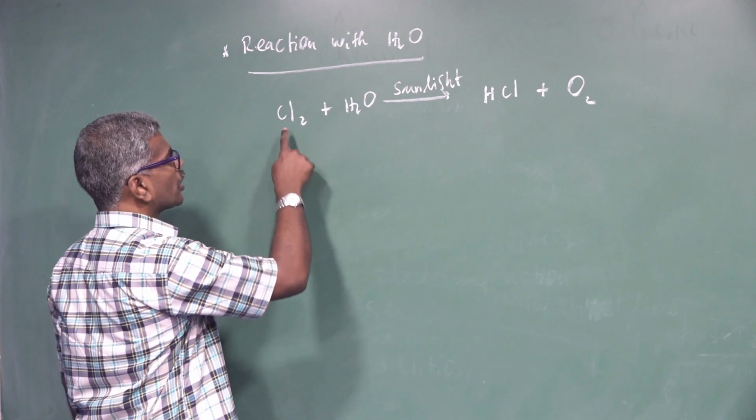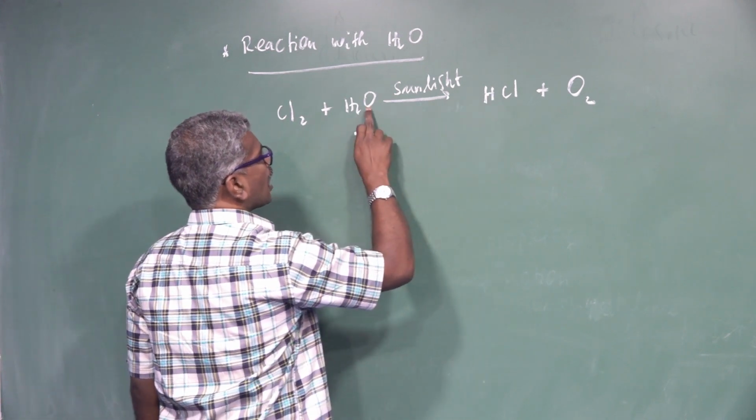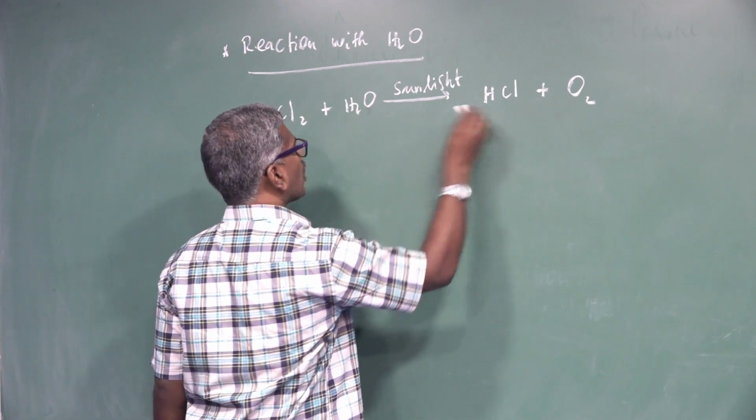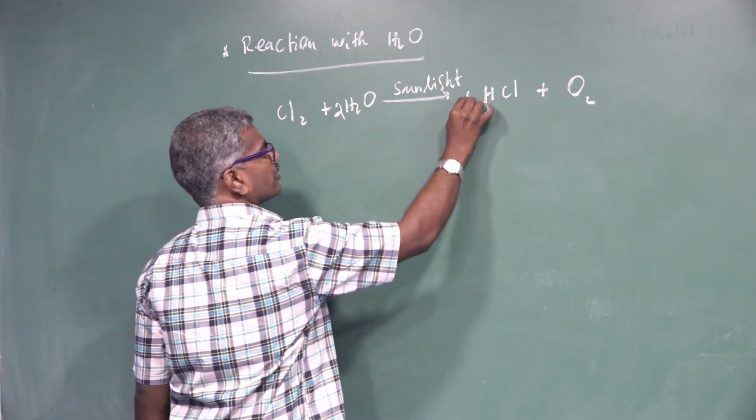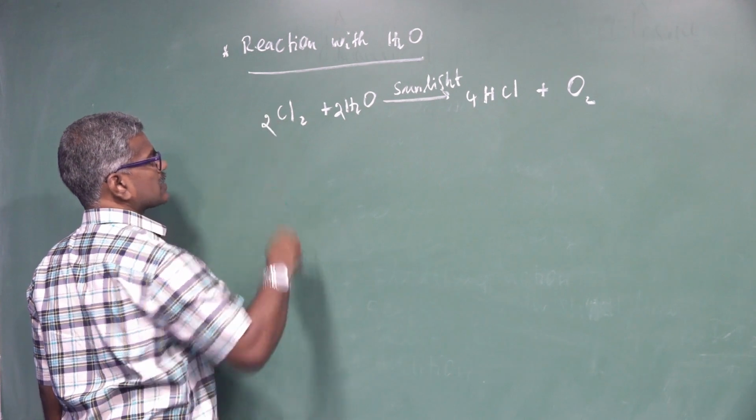Balancing the equation: how many chlorine? 2 chlorine, 2 times. How many oxygen? 1 oxygen here, 2 oxygen. Hydrogen 4, 4 hydrogen. Chlorine 4, that is 2 times.